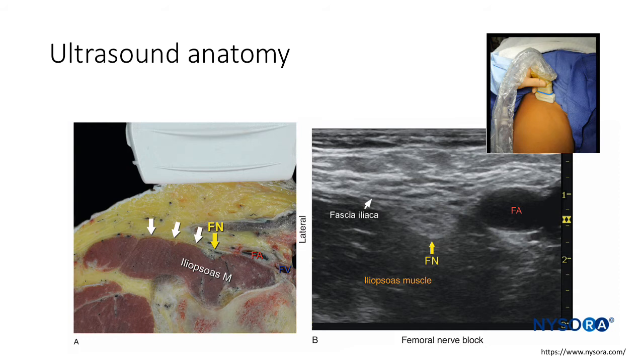Prior to ultrasound, the block would involve feeling the pulse below the inguinal ligament and advancing the needle 1 to 2 centimeters lateral to the pulse until you felt 2 pops through the fascial layers, and the nerve stimulation would result in a quadriceps twitch.